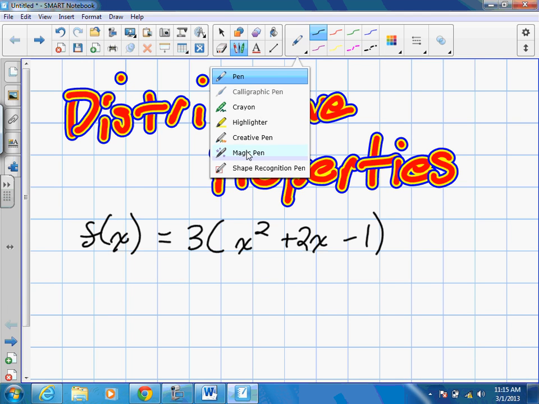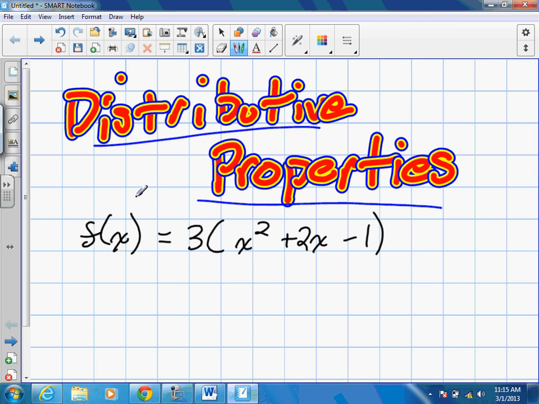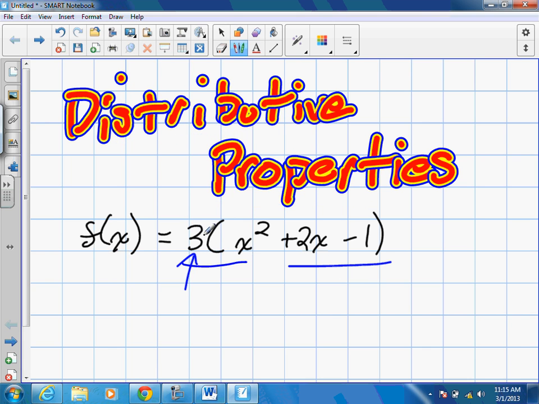Today's topic is the distributive property. We've already talked about it a little. Essentially, this is simplifying an equation to start off. Right now we have one value, 3, outside of the brackets. Inside the brackets, there's no more simplifying. If you notice, these terms are not like terms, so I can't simplify this any farther.